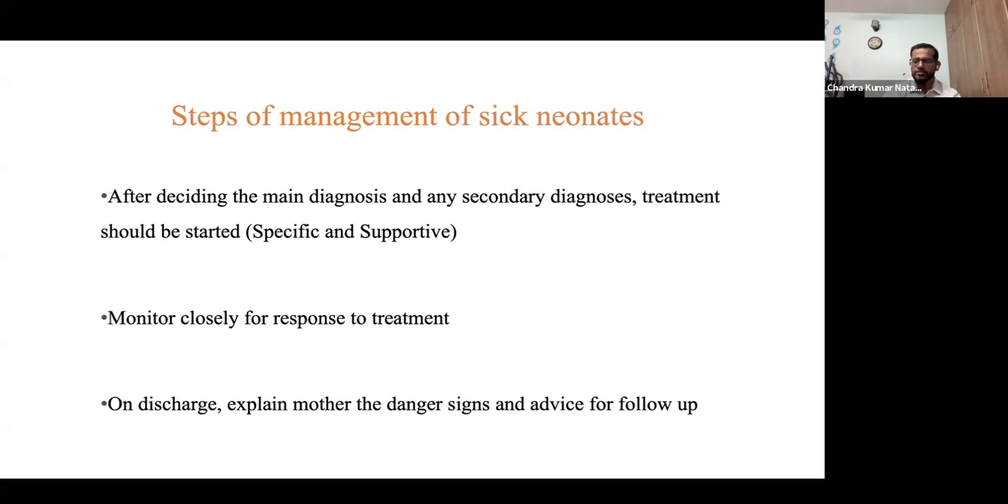For example, you are seeing a baby in shock. First would be to treat shock, which may or may not require fluid bolus and inotropes, and subsequently specific treatment: if you think it is sepsis, you will start the antibiotics. You have to monitor closely for response to treatment. You should look for the therapeutic endpoints, and on discharge, you should explain the danger signs to the mother and advise follow-up.